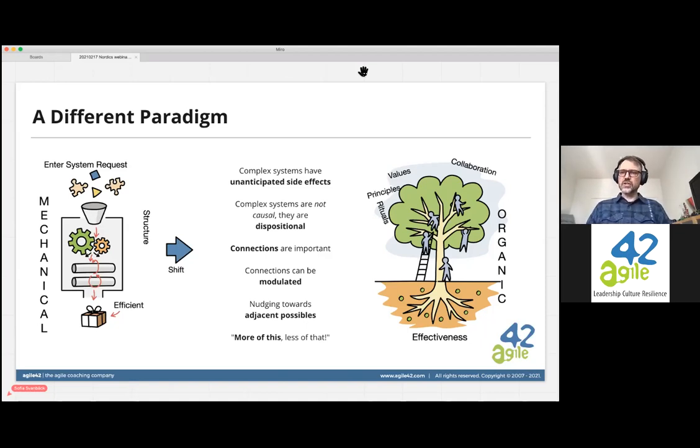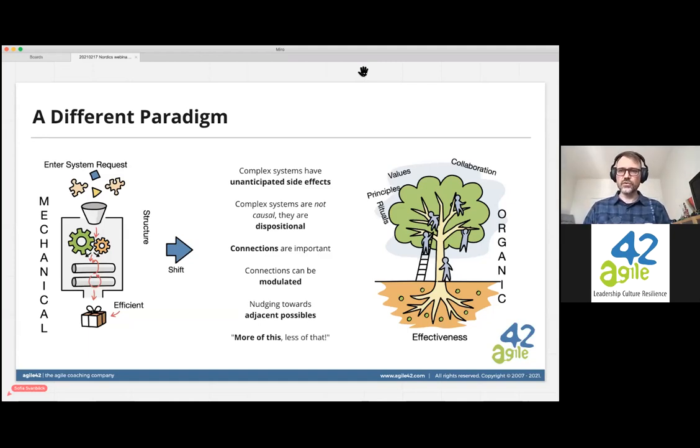Instead, they are dispositional. Kind of like a tree grows upwards, or it grows towards the light. And the roots go downwards, and they are trying to find water and nutrients. So in a similar way, organizations have certain dispositions, and you may be able to change those. You may be able to nudge them over time to create a different disposition, where people are maybe more collaborative, or more self-organized, and so on.